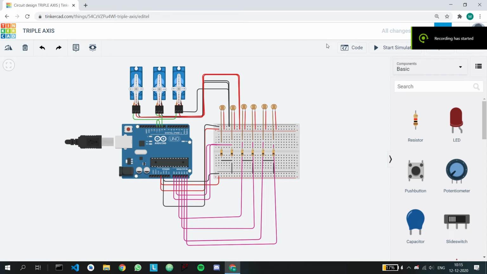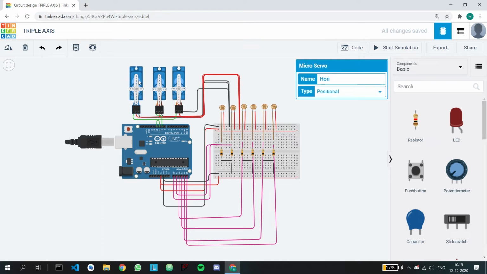I'm Manish. I'll be doing simulation of triple axis. As we can observe, there are 3 servo motors and 6 LDRs. One is a horizontal servo motor, one is a vertical servo motor, and the other is a combo of vertical and horizontal servo motor. And the 4 LDRs are placed the same as in dual axis: top left, bottom left, top right, bottom right, and the remaining 2 are placed at the center. One is at the top, one is at the bottom.